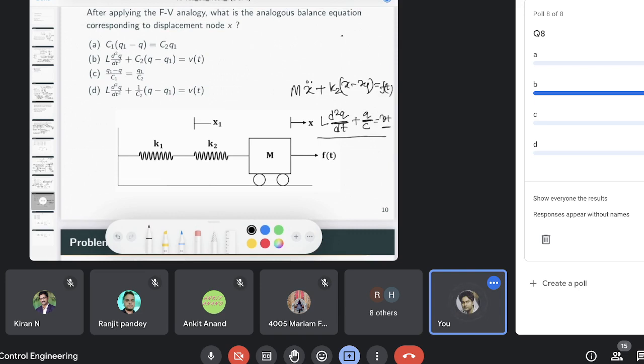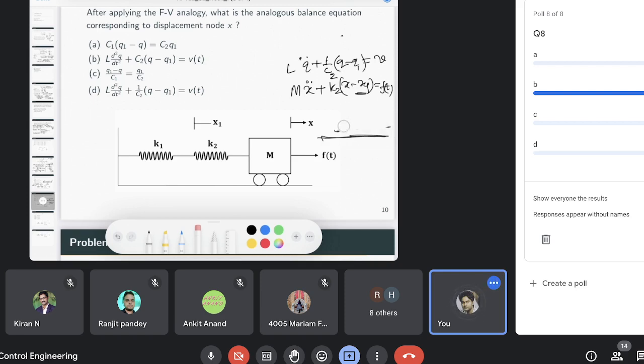F(t), and in this equation, L q double derivative plus 1 by C q equal to V. I can also subtract another constant charge for this x1, and because this is k2, I am just denoting this C2, just to make this equivalent, nothing else.